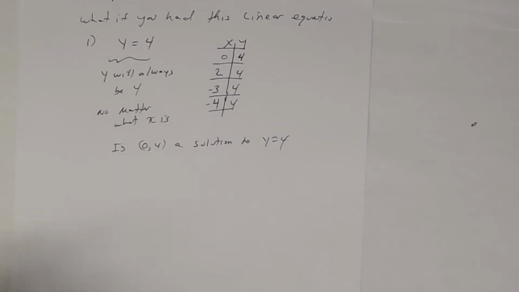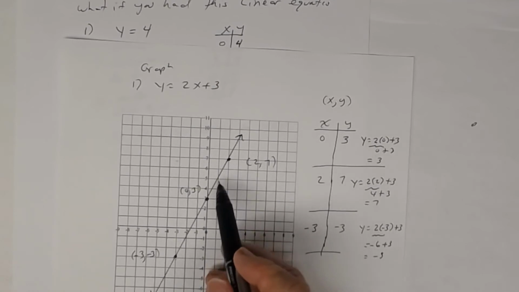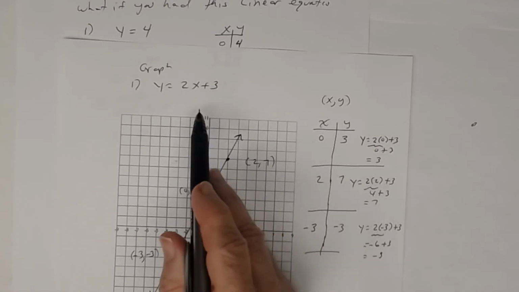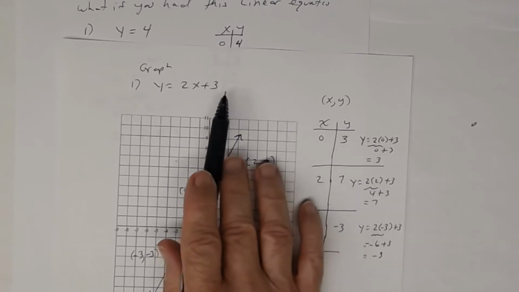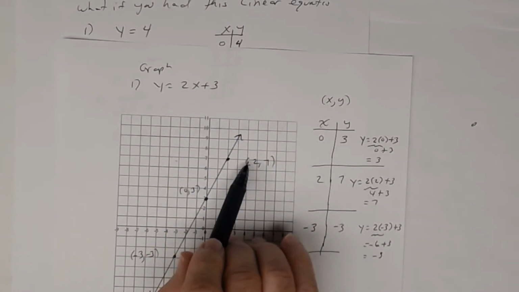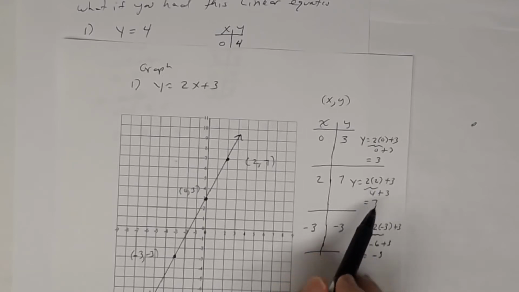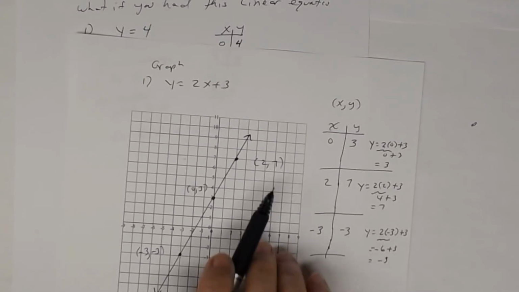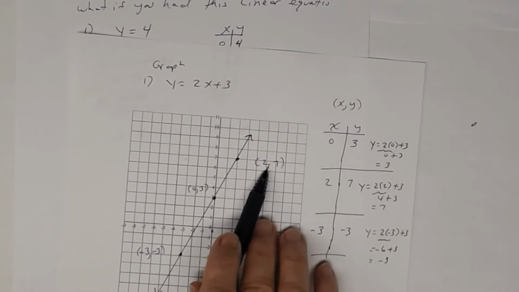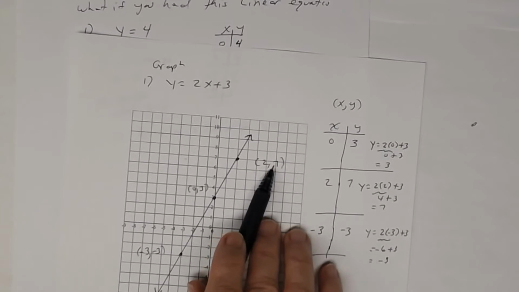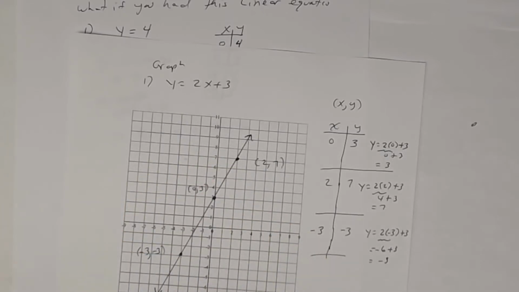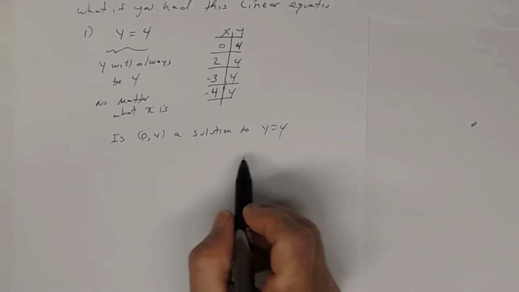Remember when we did this, I'm going to go back to this equation again. These are all solutions. So (2, 7) is a solution, which means that if I substitute 2 in place of x, my y value better be 7. 2 times 2 is 4, and 4 plus 3 is 7. So (2, 7) is a solution because wherever I saw the variable x, I substituted 2, and wherever I saw the variable y, I substituted 7. Listen carefully to this. So here's my equation.